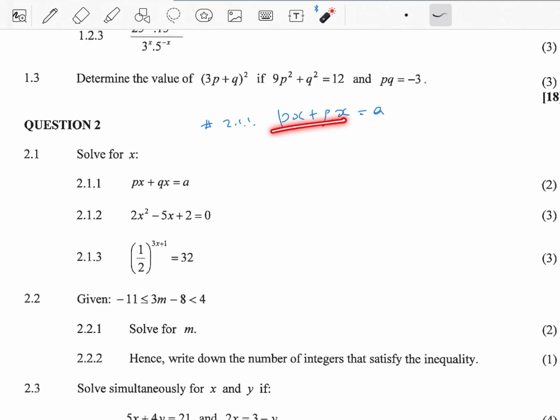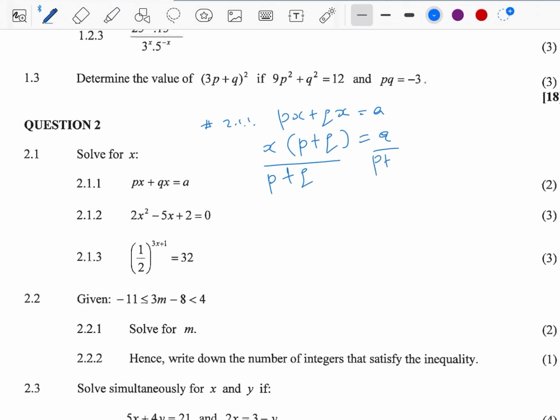There's a common factor on the left hand side, and the common factor here is X, so you have to factor that out. If you factor out X, you're going to be left with P plus Q, which is A. And then from here, you can just divide by the coefficient of X on both sides. The coefficient of X is P plus Q. So you divide by P plus Q on both sides.